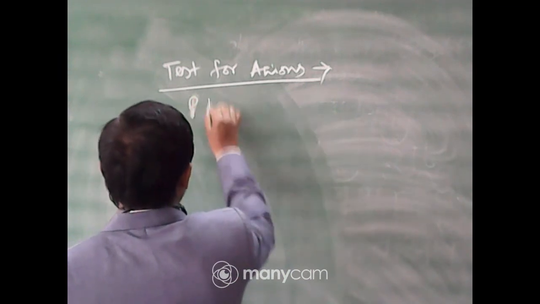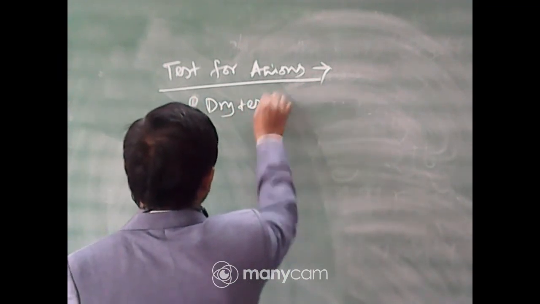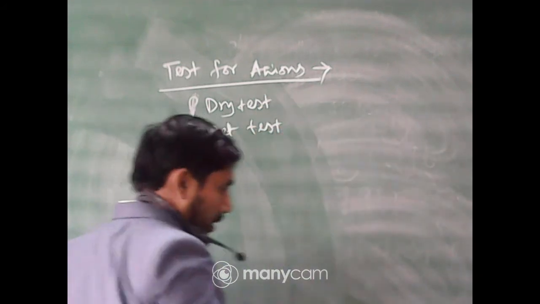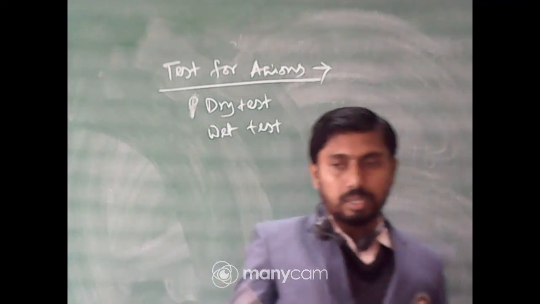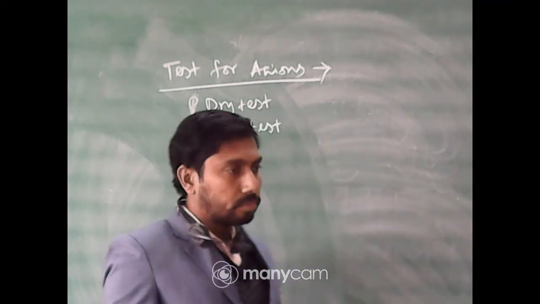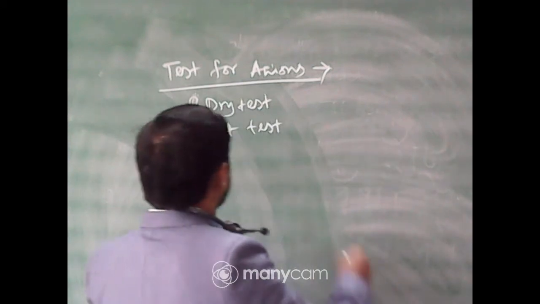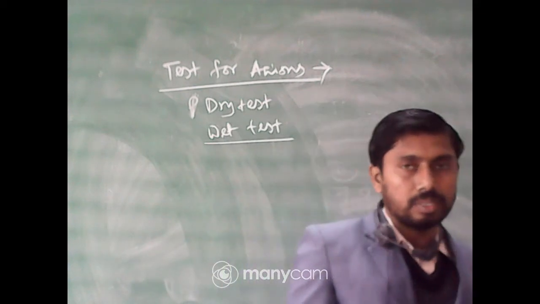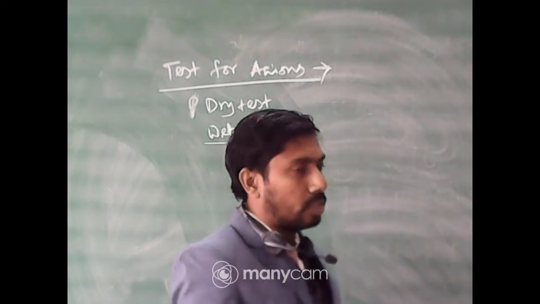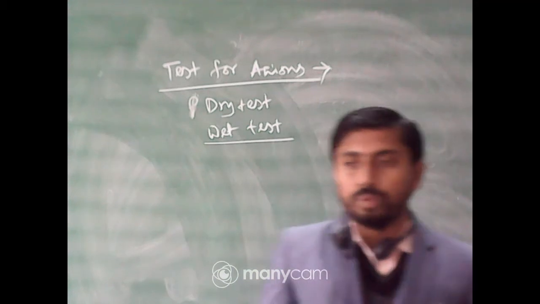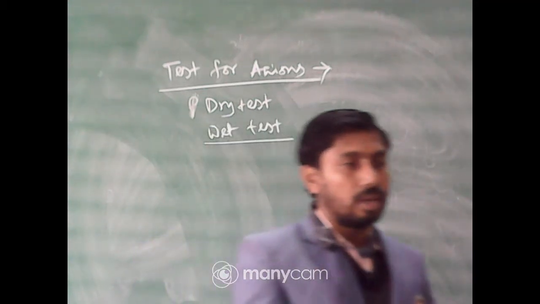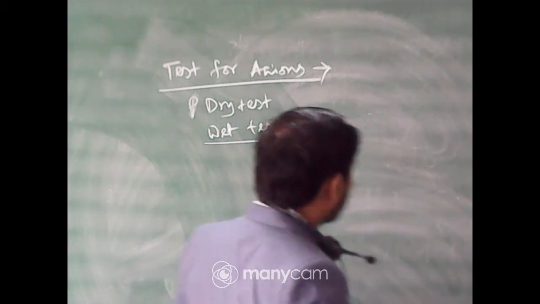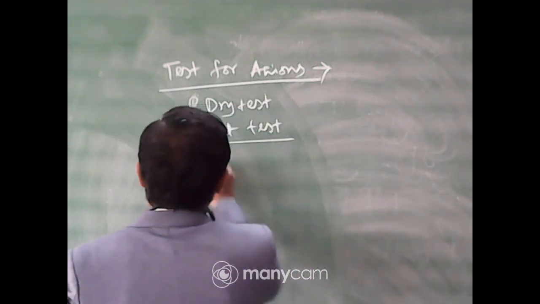One is the dry test, and the other is the wet test. When the dry sample is taken and the reagent is added, that is basically a dry test. For a wet test, we have to convert the dry sample to its solution phase. For this it should be soluble in some solvent. The basically used solvent is water here. So first we try with water.